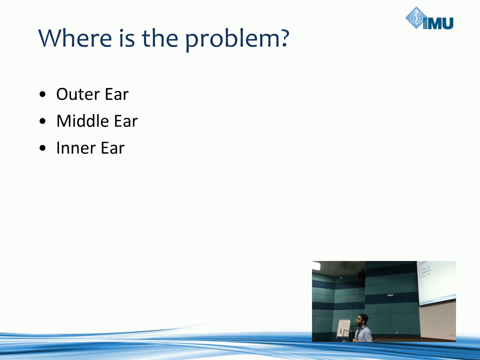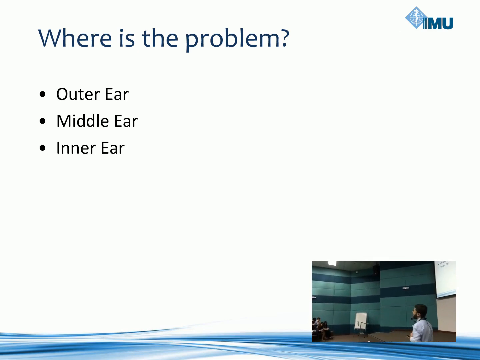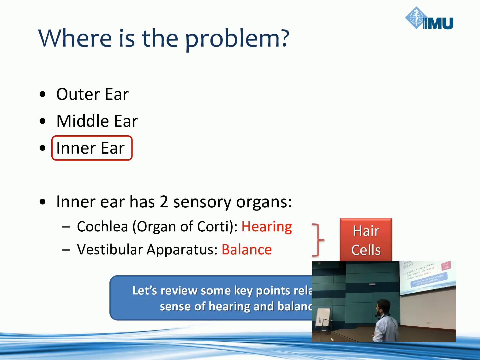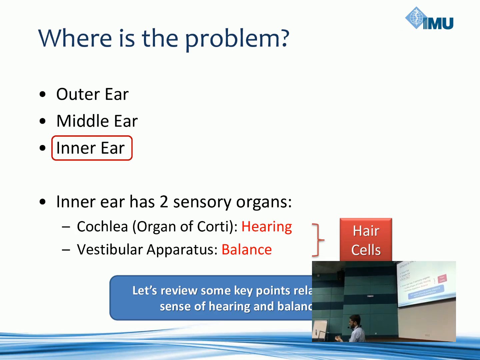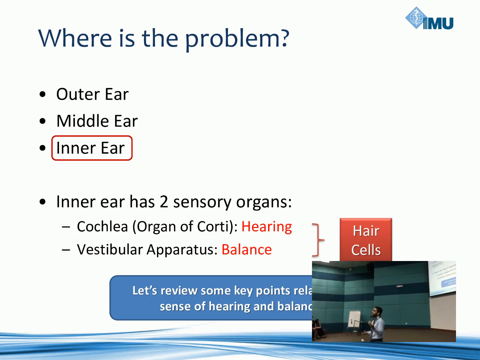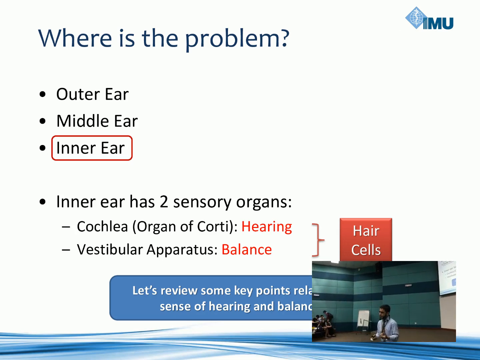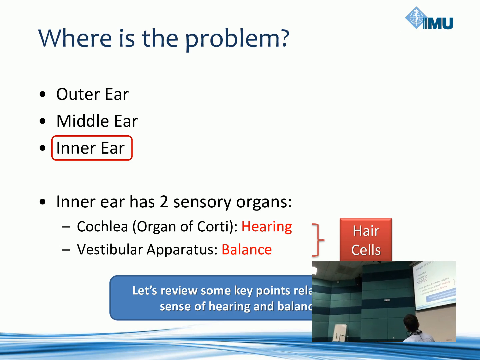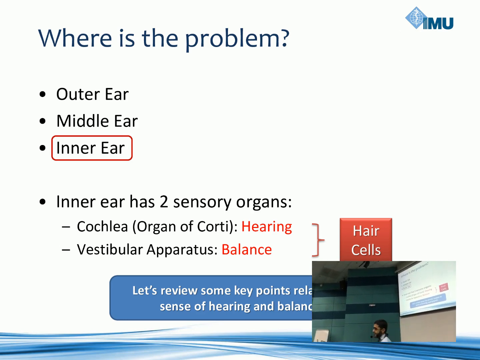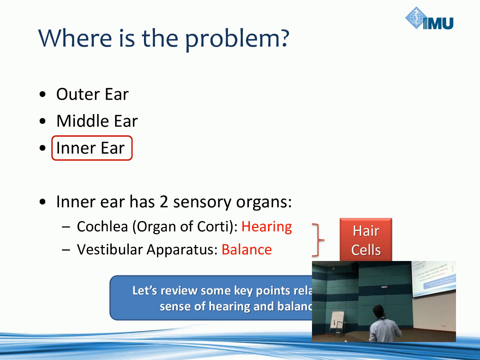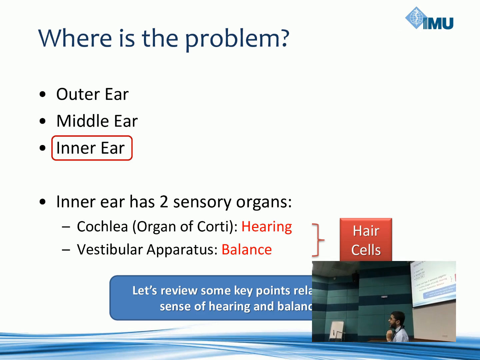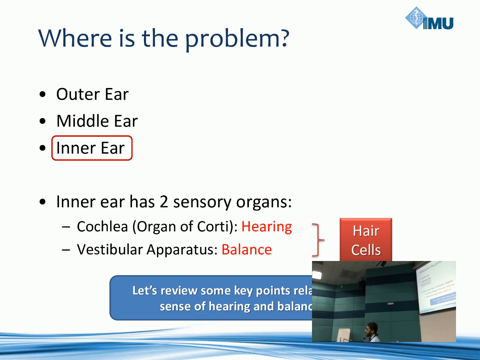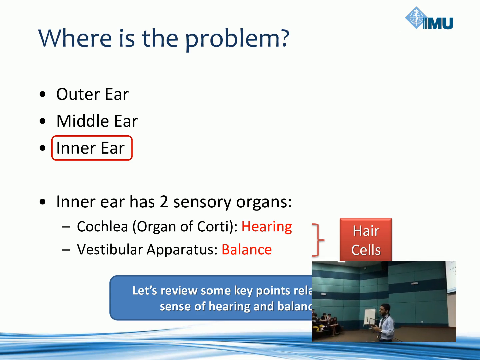Inner ear. Why inner ear? Because the inner ear actually has the sensory receptors both for hearing and for balance or equilibrium. The first one, which is inside a bony structure called the cochlea, is concerned with the sense of hearing. The other one, which is called the vestibular apparatus, is concerned with the sense of balance.